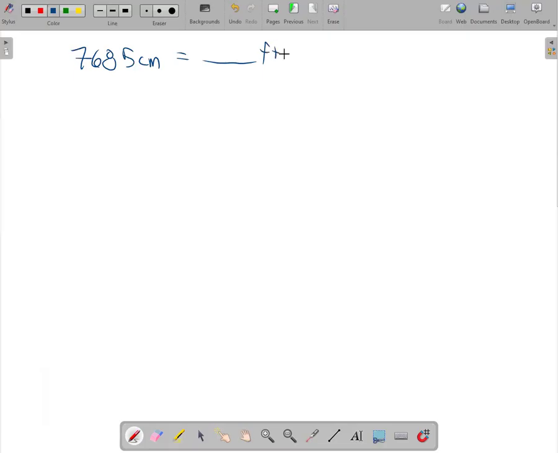And some of us plugging it into Google got the same feet point something answer, but some of us also got feet and inches. So what if instead I wanted it in feet and inches? How do I go about doing that? So kind of the same thing I did before. I'm going to take that 7,685 centimeters. And this time I'm just going to take Google's advice. And Google's advice was to divide that by 30.48. And that would convert the centimeters into feet.